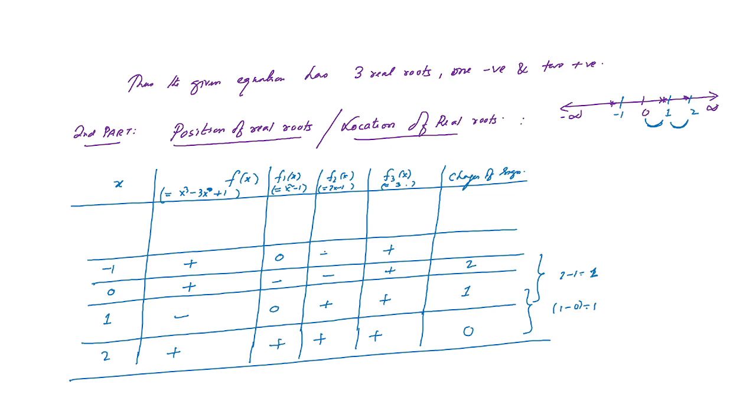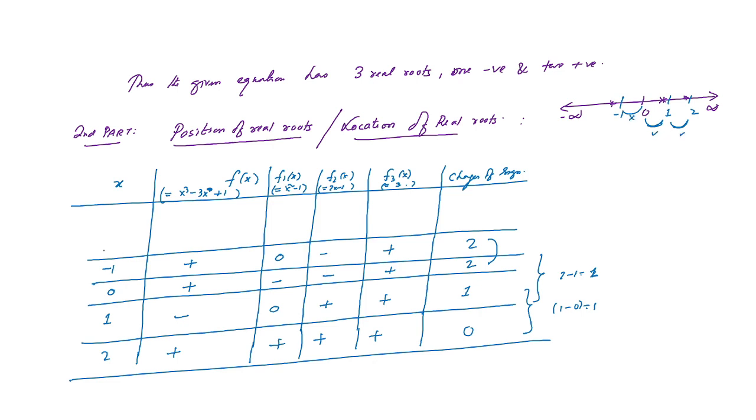So plus to minus is 1 change. Minus 2, plus 2. So there is no variation. So changes of sign over x equals 0 to x equals minus 1: no changes. Still it is 2. That means there is no negative root between them. So there is no negative root here.